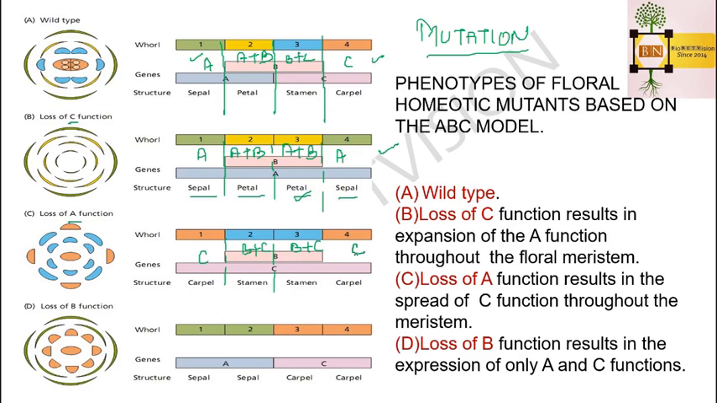Clear? Now in the last one, when B has lost its function, we see that there will be no A plus B and there will be no B plus C. So when A is alone, it will form sepal. When C is alone, it will form carpel. So this seems very easy, right?